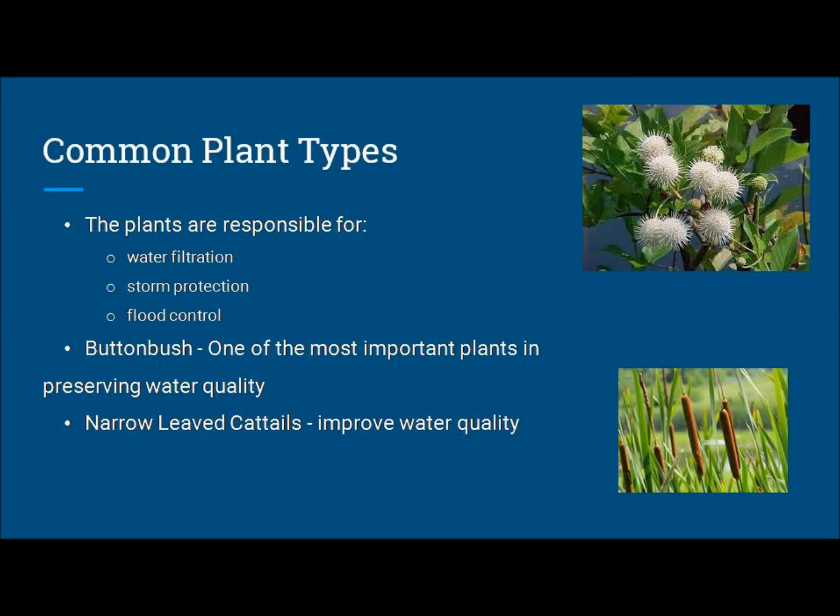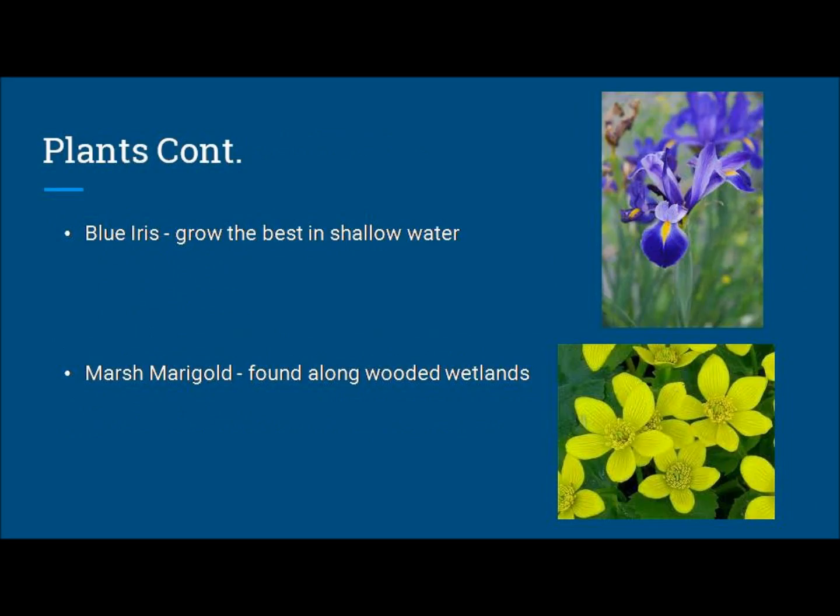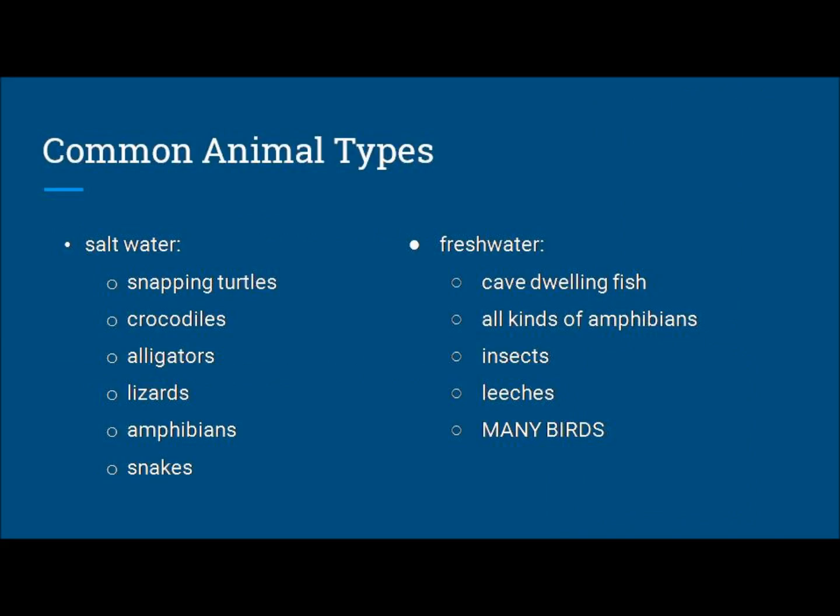The plant life is responsible for many things such as water filtration and flood control. The buttonbush is one of the most important plants because it preserves the water quality of the wetlands. There's also the copper iris, which can grow in standing water. The marsh marigold is found along wooded wetlands.